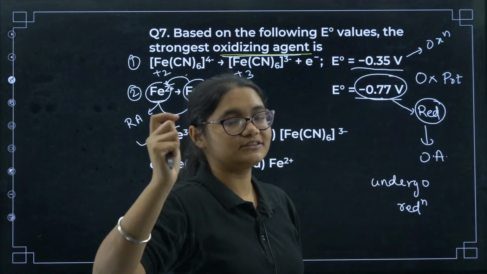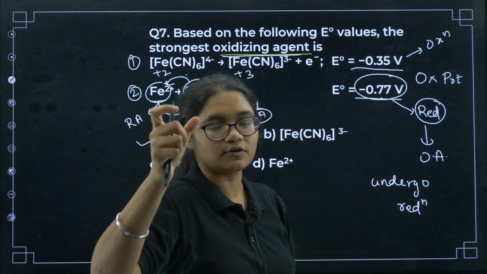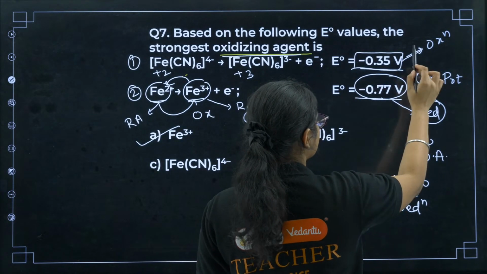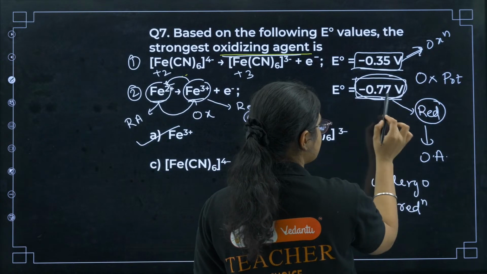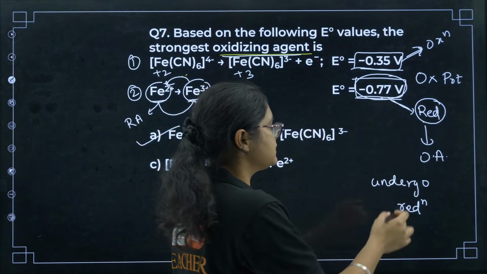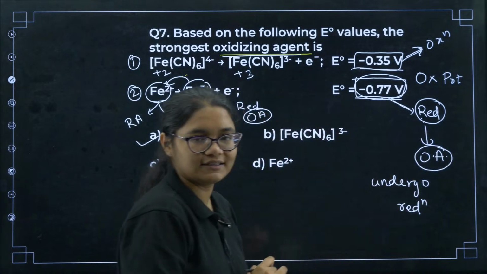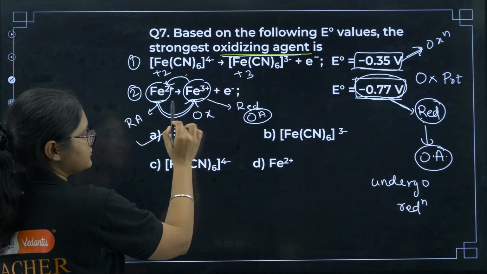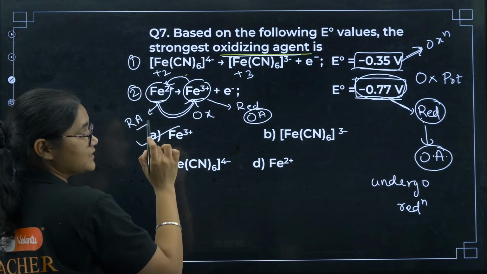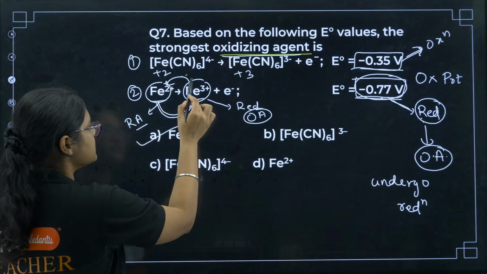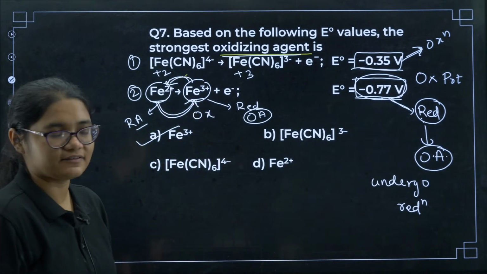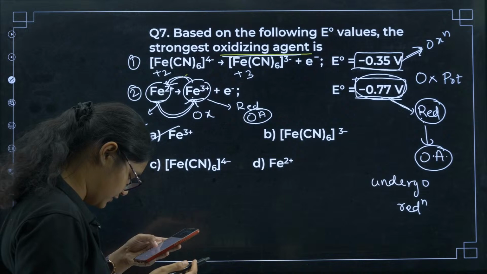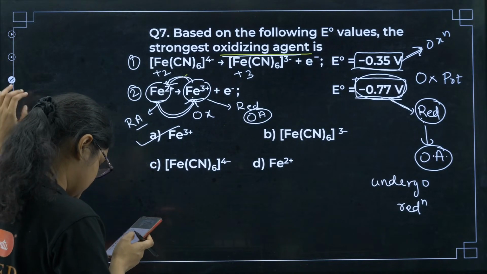Whose oxidation potential is more, that will undergo oxidation; whose oxidation potential is less, that will undergo reduction. So if it is undergoing reduction, it can behave as an oxidizing agent. Now if you see Fe2+ to Fe3+, Fe2+ is getting oxidized, and the species which undergoes oxidation behaves as a reducing agent. The species which undergoes reduction behaves as an oxidizing agent. So here Fe3+ is the oxidizing agent, Fe2+ is the reducing agent. I hope this is clear to everyone.